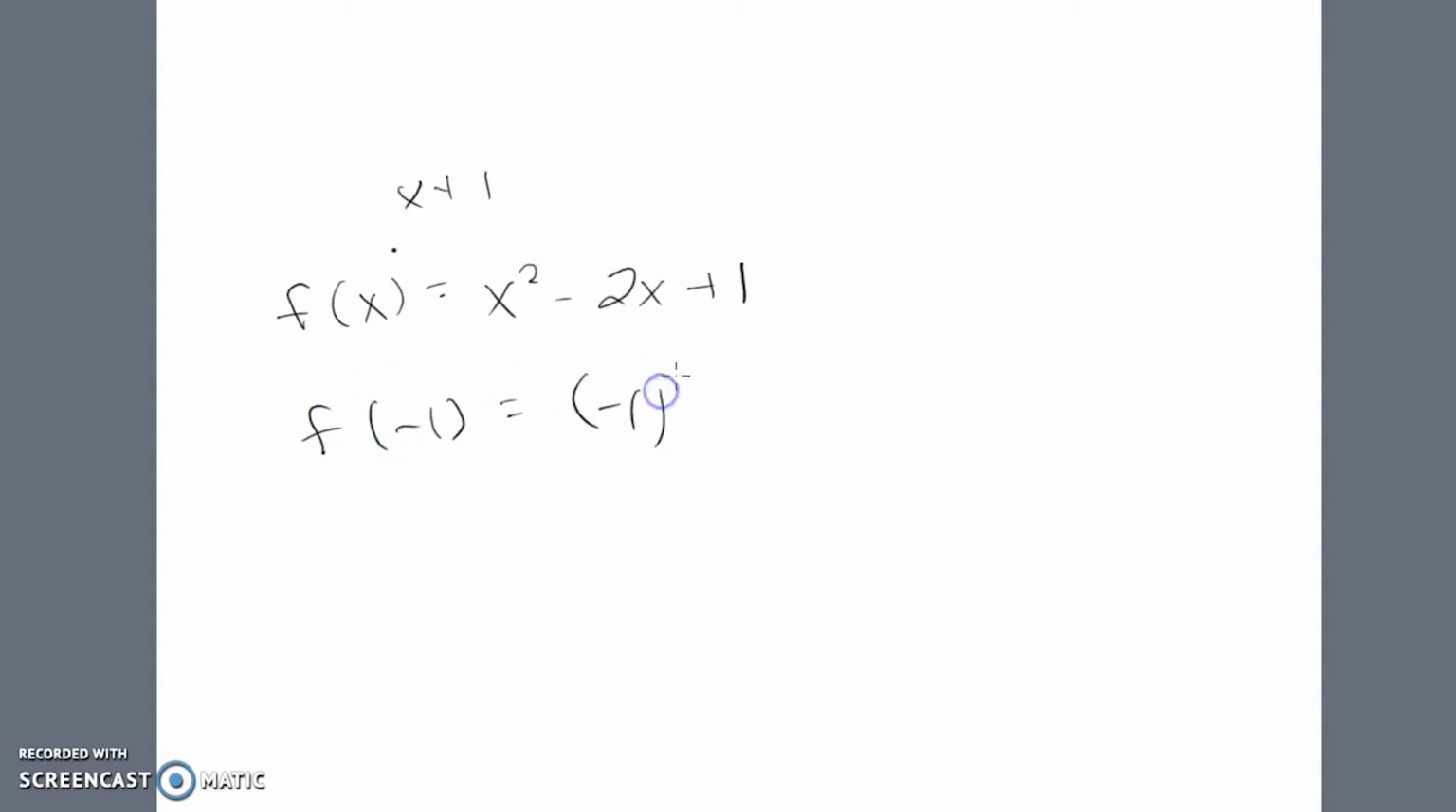Now we will use the factor theorem to determine if x plus 1 is a factor of f of x equal to x squared minus 2x plus 1. To do so, we use the factor theorem and replace x with negative 1. So f of negative 1 is equal to negative 1 squared minus 2 times negative 1 plus 1, which equals 1 plus 2 plus 1 equals 4.